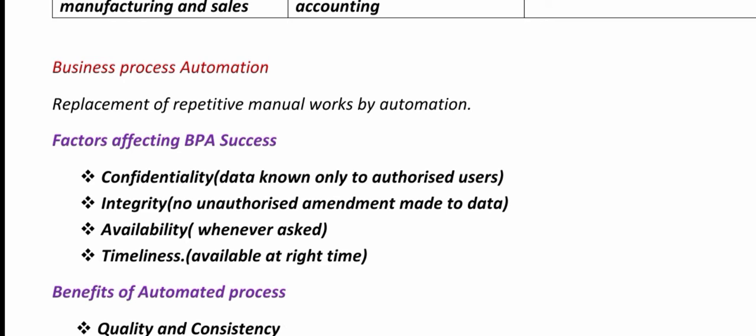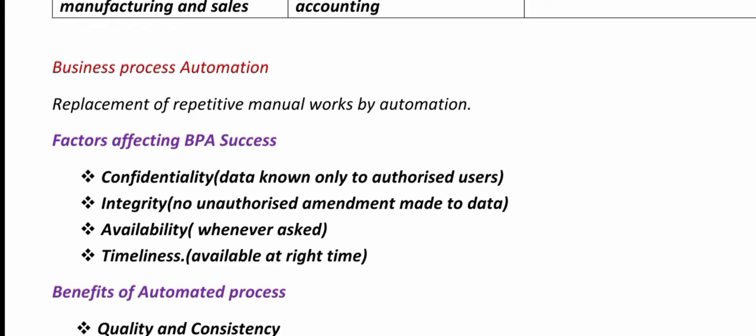Now coming to availability. It means the data must be available whenever it is asked for. Now suppose there is a stock audit in our company. The auditor is asking for details regarding stock: how many are in raw materials, how many are in work in progress, and how many are in finished goods. Such details regarding the stocks must be recorded in a proper way in automated systems.